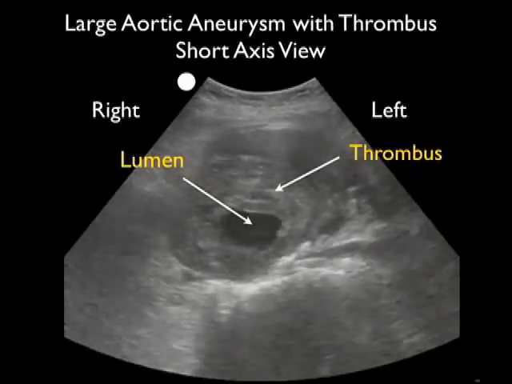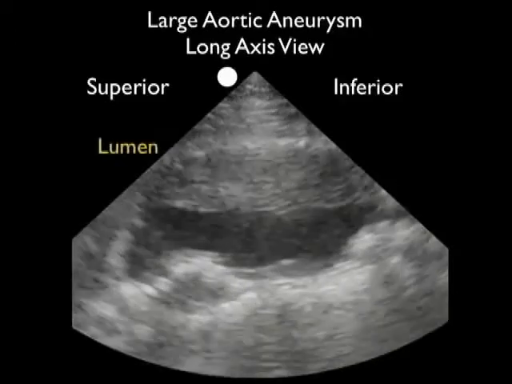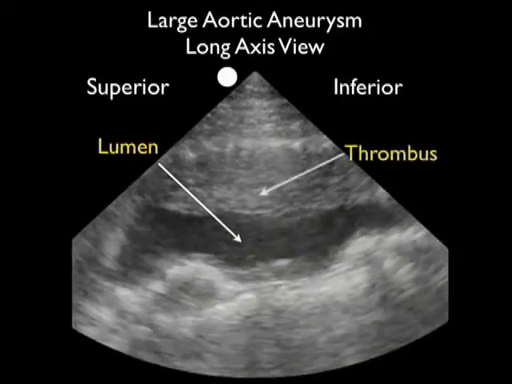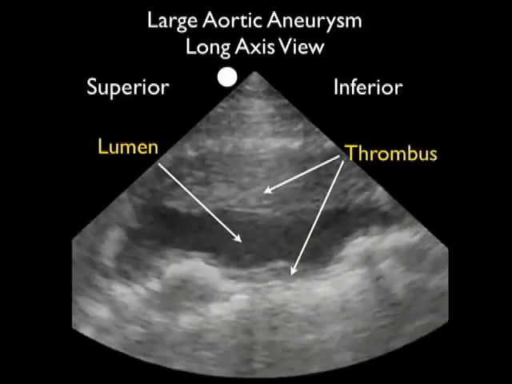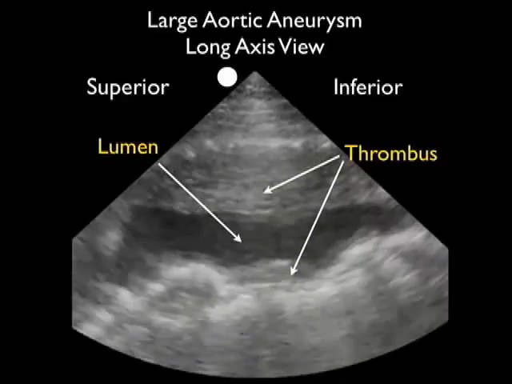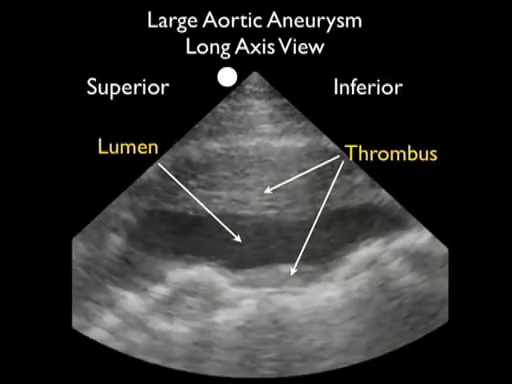Next, we're going to position the probe in a long-axis orientation, and I like to categorize this as the Subway sandwich sign. What we see here is the lumen making up the filling of our Subway sandwich, and notice the anterior and posterior burden of clot making up the loaves of the bread circumferentially surrounding the lumen. So, a very large AAA in long-axis configuration.